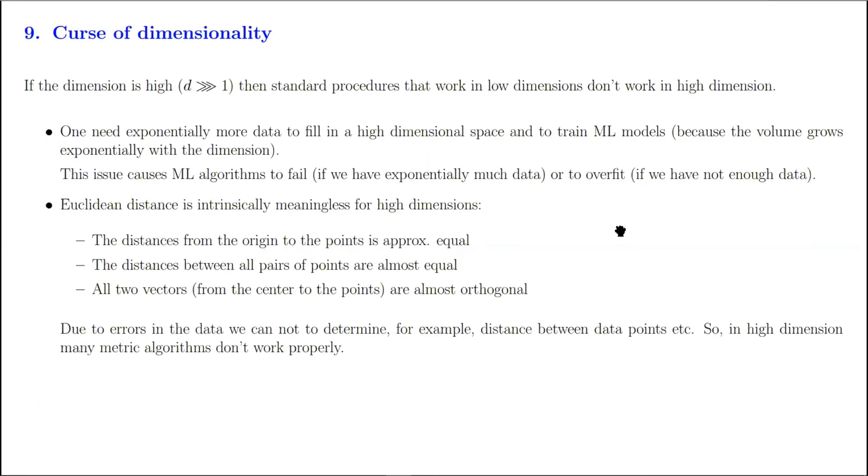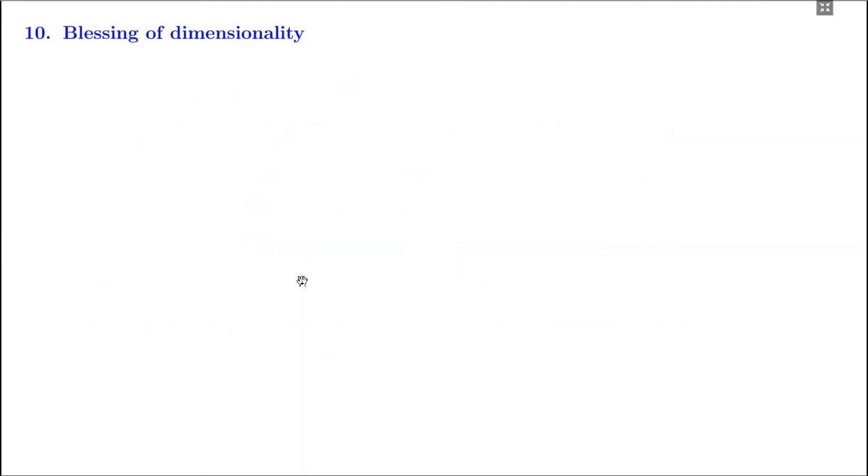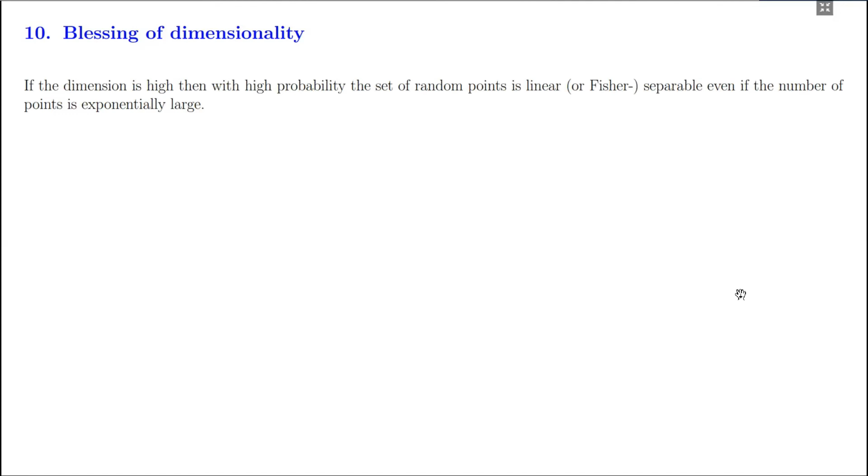The concept of the curse of dimensionality is well known, in contrast to the concept of the blessing of dimensionality. The main principle here is the following. As we have seen, if the dimension is high, then with high probability the set of random points is linearly or Fisher-separable, even if the number of points is exponentially large.